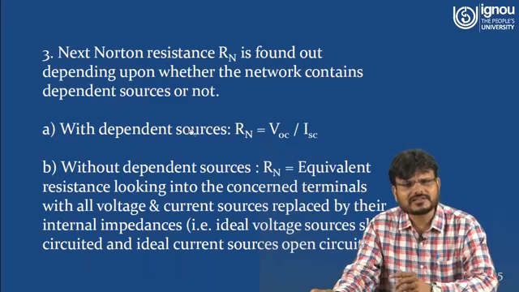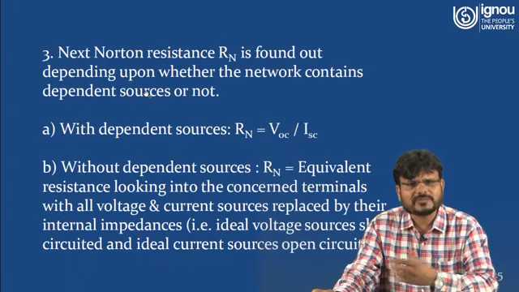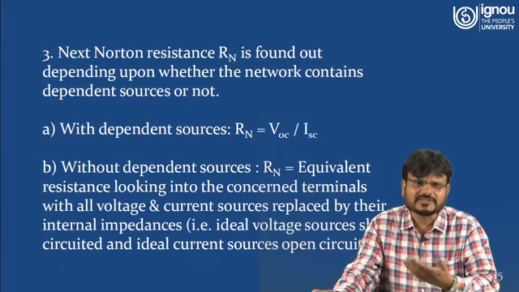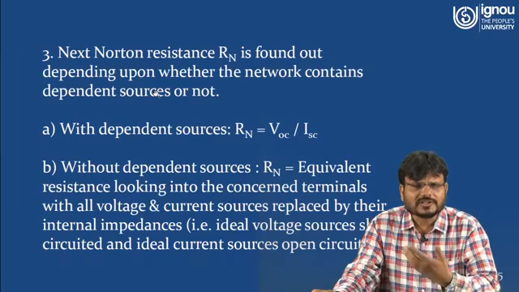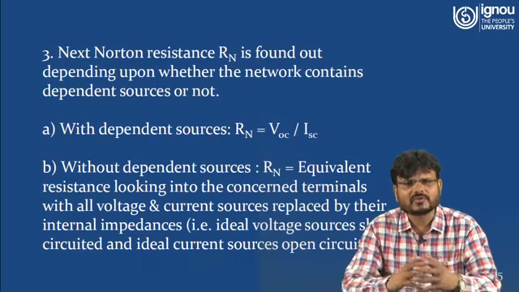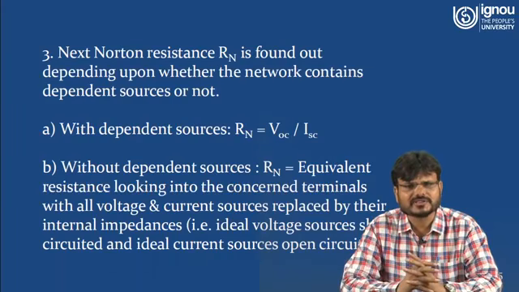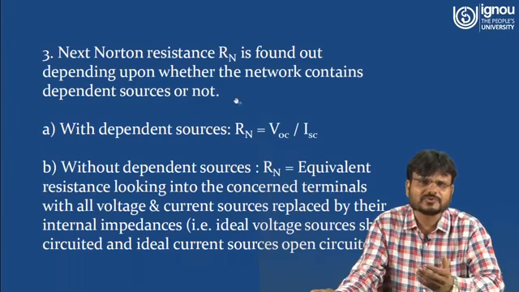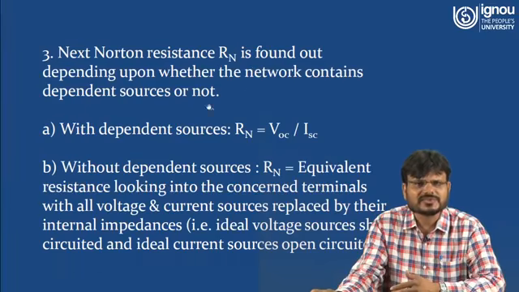And in the third step, you have to find the Norton resistance. To calculate the Norton resistance, the method is the same as you calculate the Thevenin resistance. So Norton resistance is the equivalent resistance looking from the two terminals into the network while all independent energy sources are replaced by their internal resistance. There may be two cases when you have to find the Norton resistance. The first case is when there are dependent sources.